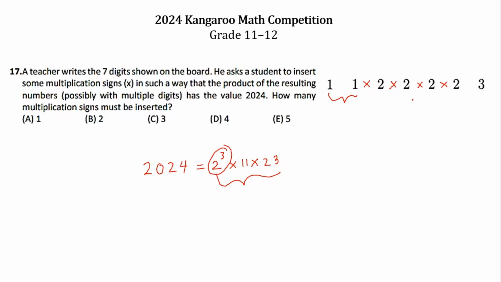Alright? 11, 23. Alright. So there are 1, 2, 3, 4 multiplication signs needed. So the answer is option D.